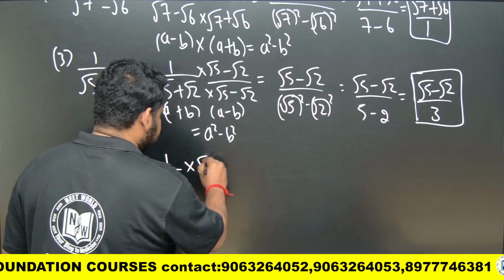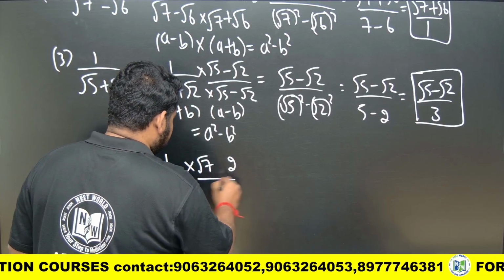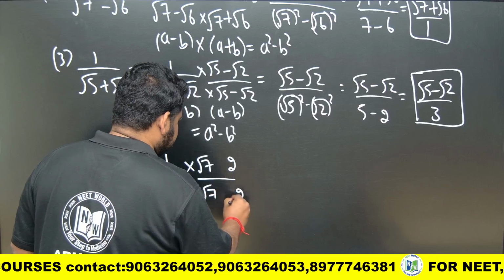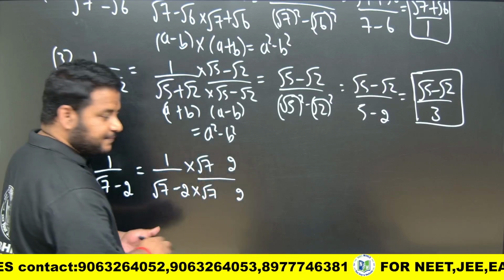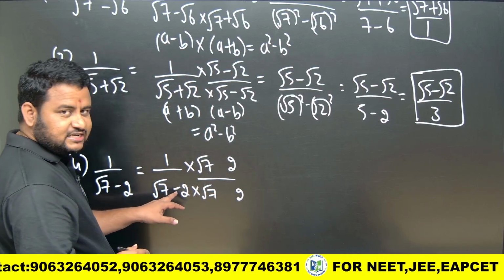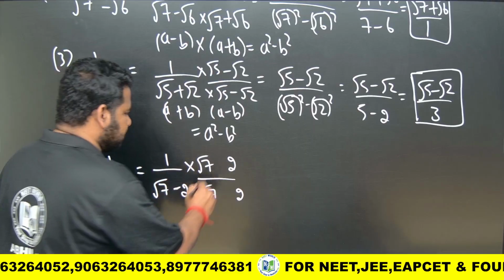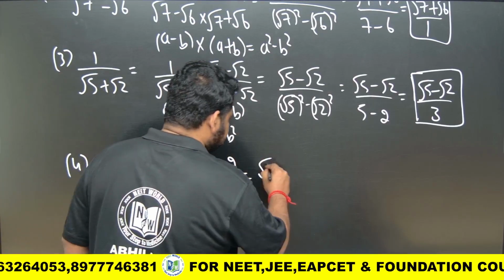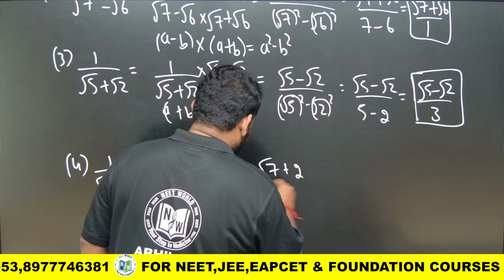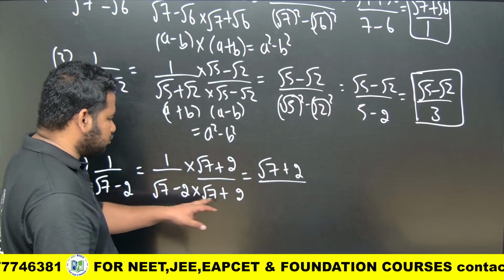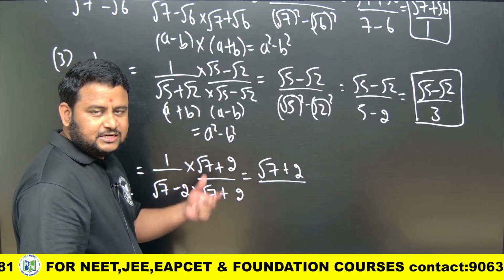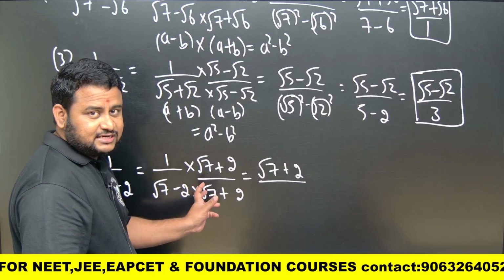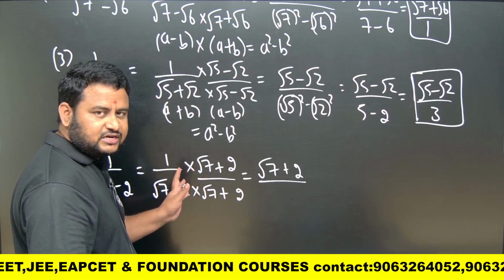Root 7, 2, root 7, 2, I will write it. So here what happens? In between, what sign is there? Minus is there. Opposite to this is plus. I should write plus here. This becomes what? Root 7 plus 2 divided by, what is this? Root 7 minus 2 into root 7 plus 2, that is a minus b into a plus b. You have to write the identity in the exam. Then only you will get the marks.